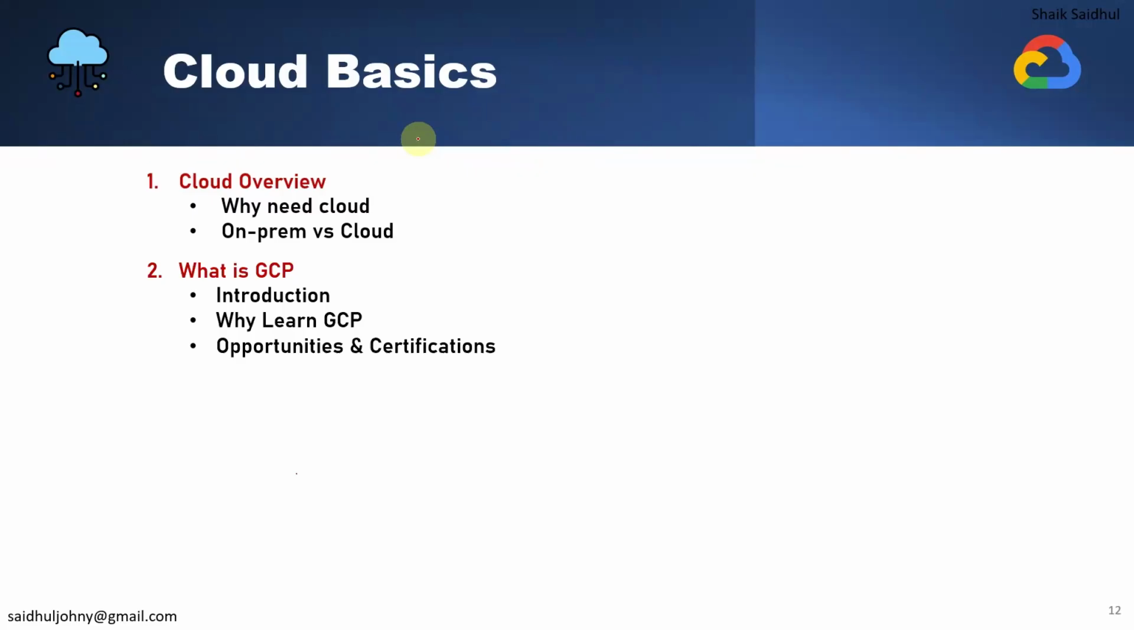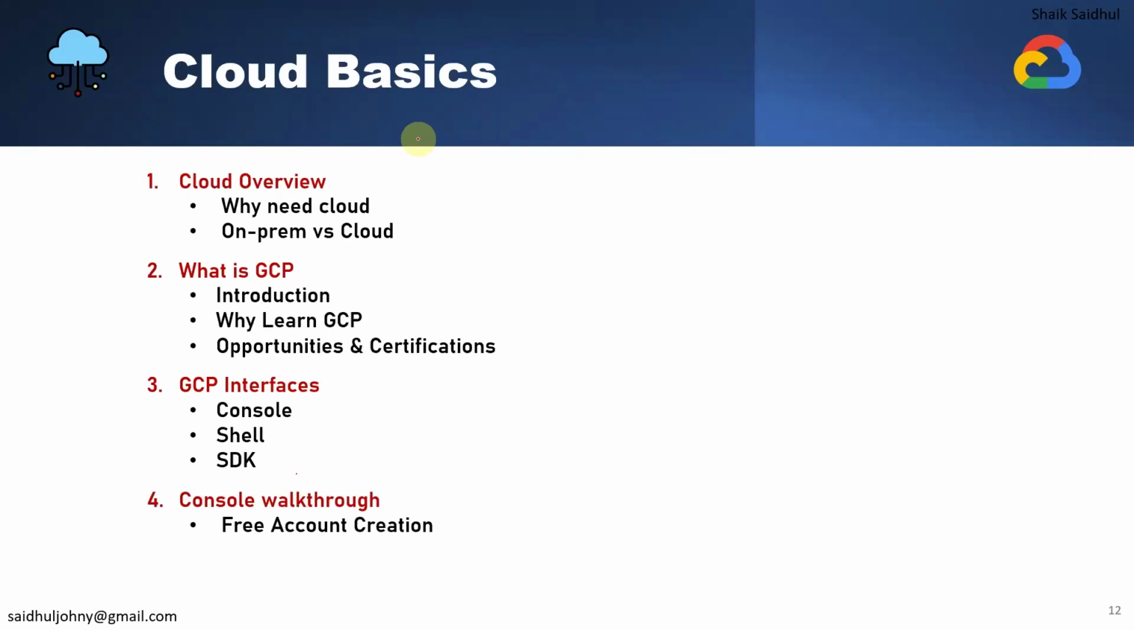In module 3, we are going to see the GCP interfaces, like what is the console, what is Cloud Shell, what is Cloud SDK. In the fourth module, console walkthrough, we are going to see how to create a free tier account, guys. This is one of the important aspects. Many people ask about it. We are going to create a free trial account in GCP, and GCP is offering you a 90 days free trial account.